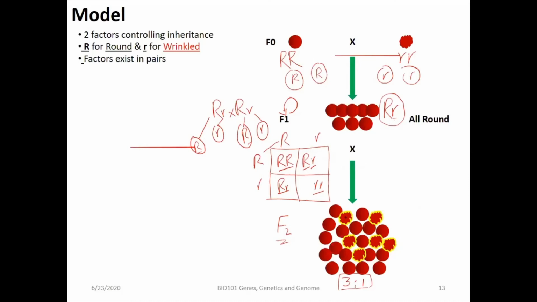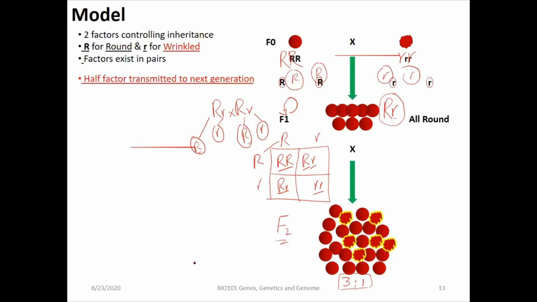We call them phenotype because we are just observing their phenotype, based on their appearance. We are concluding three rounds, one wrinkled. But Mendel postulated that the underlying basis, the factors which are controlling this, is actually what is happening here. Clear?